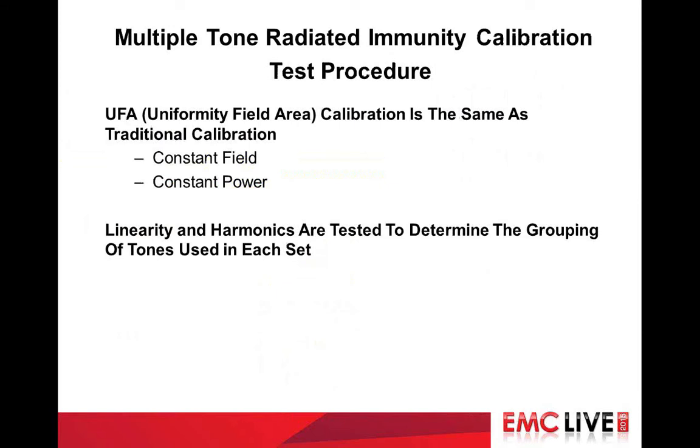In the first part of the multi-tone calibration, the uniform field area will be the same as a traditional radiated immunity calibration. Again, you can either use the constant field or constant power method for each tone. This will determine the forward power required for each tone to generate the test level field strength. The second part of the calibration is the linearity and harmonics. This would be different than the traditional radiated immunity calibration. The difference is that you need to establish the sets of tones to be combined. These sets of multiple tones would then be tested for linearity and harmonics using the test levels obtained from part 1 of the calibration.